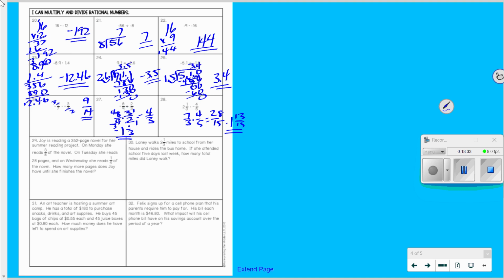Joy is reading a 352-page novel for her summer reading project. On Monday, she reads 3/8 of the novel. On Tuesday, she reads 28 pages. And on Wednesday, she reads 1/4 of the novel. How many more pages does she need until she finishes?